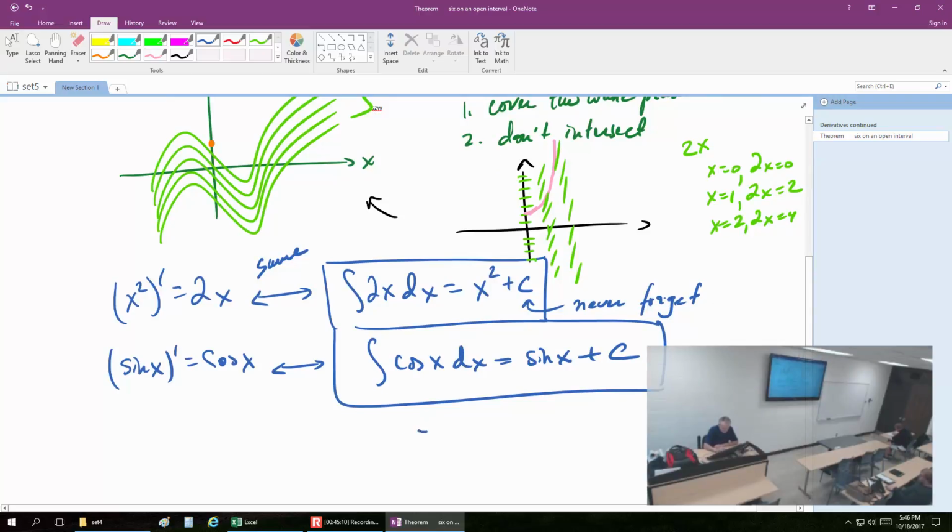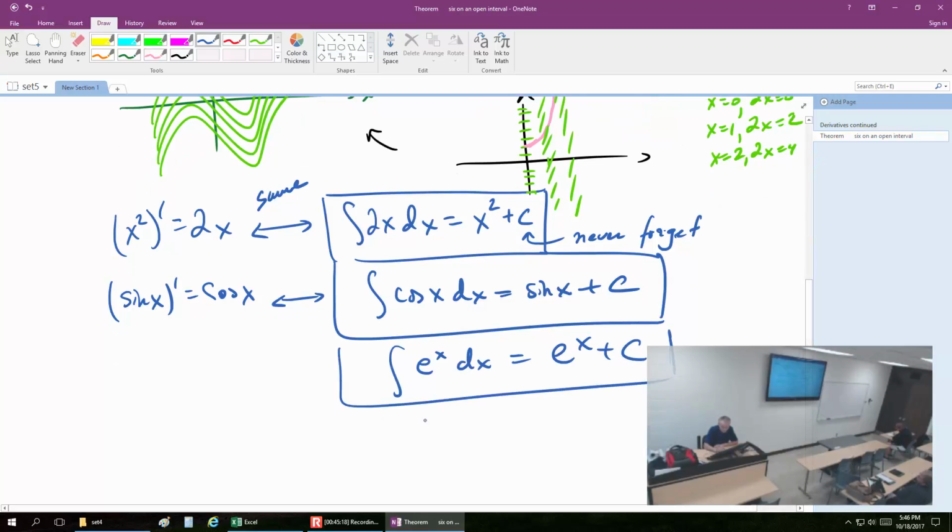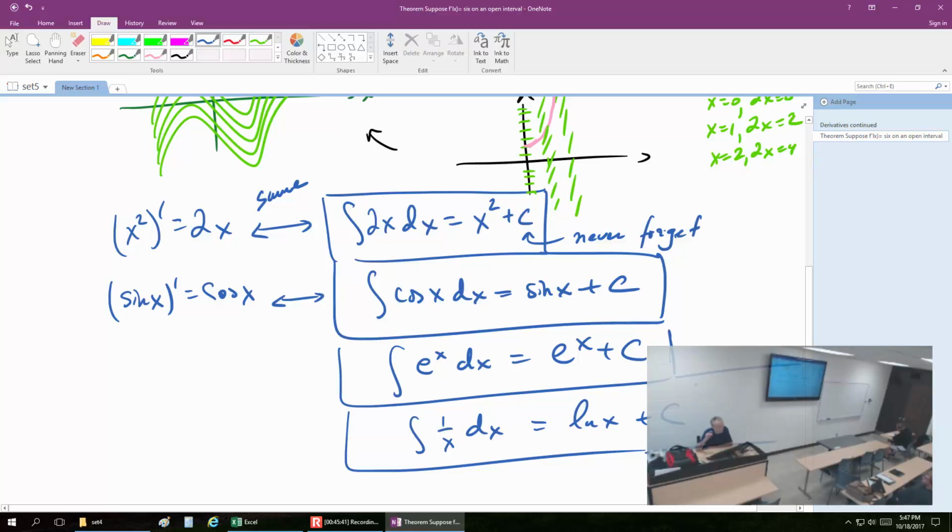So let me do a few more. The integral of a dx is equal to ax plus c, and the integral of 1/x dx is ln x plus c. This one requires an extra note here, though it applies to all of them. But this one especially, as well as some others, you have to be careful about the domain of the functions you're talking about. The domain has got to be an interval. So this is true on any open interval.